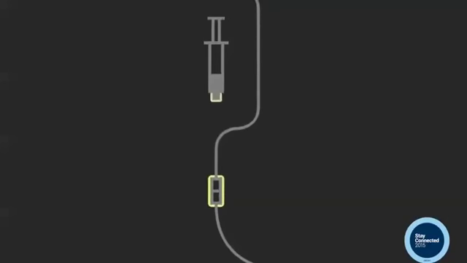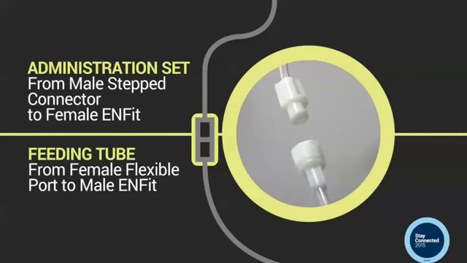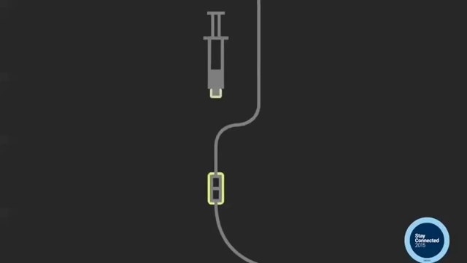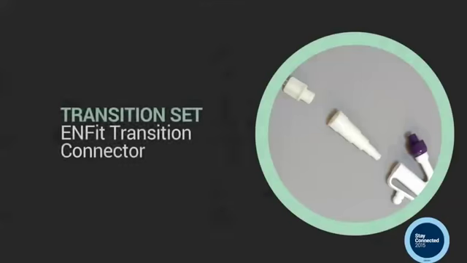Administration sets will have the new female ENFit connector for pump set, gravity set, and other bolus feed or venting devices. Feeding tubes or extension sets for skin-level, low-profile devices will have the new male connector for NG tubes, G tubes, and J tubes. In order to help organizations flow through existing inventory and minimize disruption to therapy, the ENFit transition connector will allow temporary fitment from the new ENFit connector to current feeding tube ports.